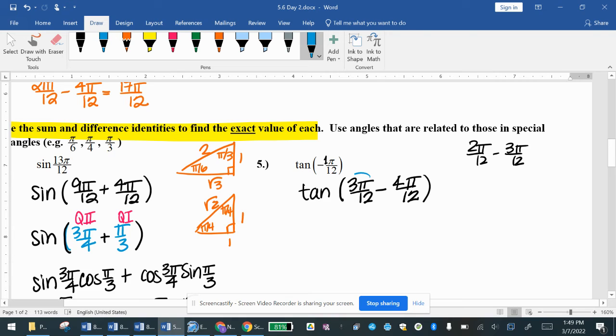Now remember, we converted some of the angles to twelfths just to help us split up the combination of the given angle, which was negative 1 pi over 12. But in order for me to actually find the answers, we need to reduce those angles. So 3 pi over 12 reduces to pi over 4, and 4 pi over 12 reduces to pi over 3.